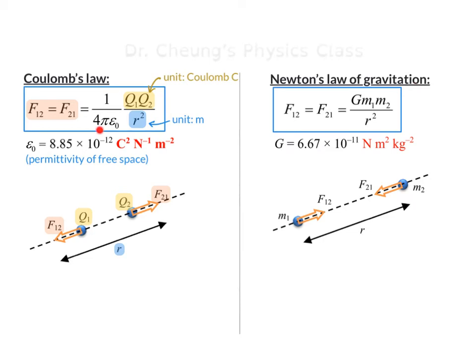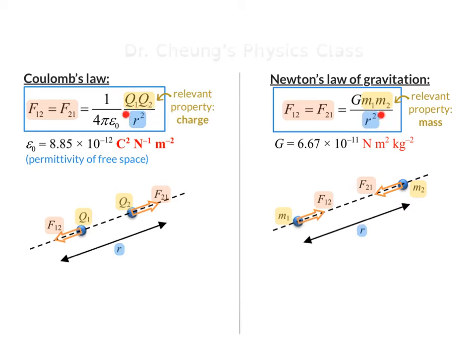Now, compare Coulomb's law with Newton's law of gravitation that you have learned recently. You may feel that Coulomb's law looks more complicated. However, these two laws actually share the same structure. Both laws are describing the forces between two objects. Both forces are proportional to the relevant property of each object, that is, mass for gravitational force, charge for electrostatic force. Also, both forces are inversely proportional to the separation squared.